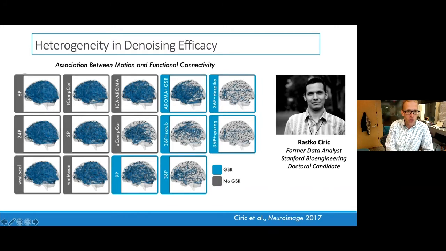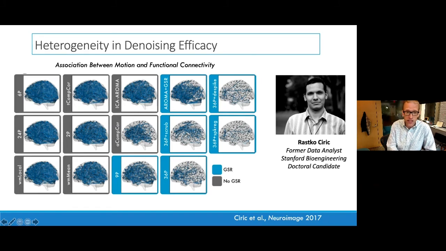And what he found was there's incredible heterogeneity in the associations between functional connectivity and motion in these different pipelines. So what you can see is that commonly used pipelines leave up to 80% of the edges in your network significantly associated with motion, whereas some of the better pipelines, including ones we use at Penn, people at WashU and other people, will leave less than 2% of your edges significantly associated with motion, even in very large samples.